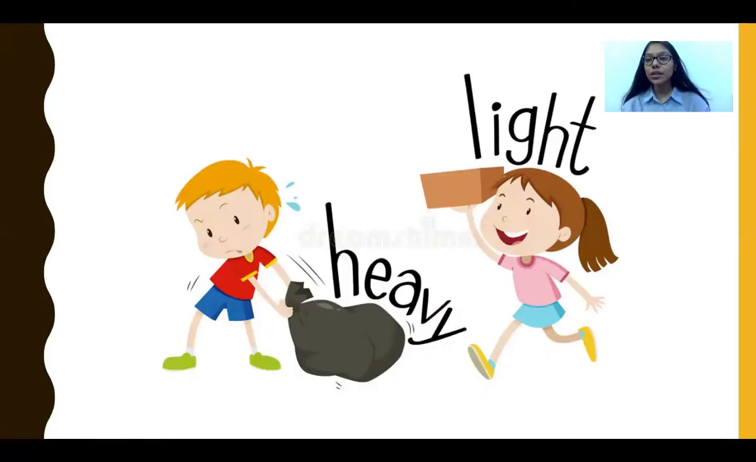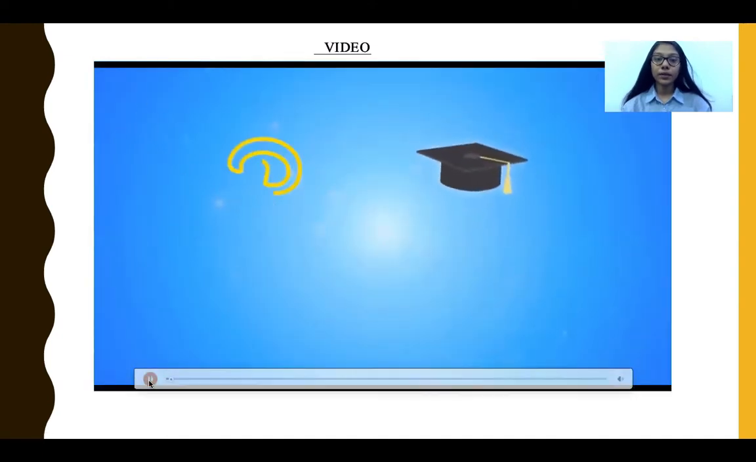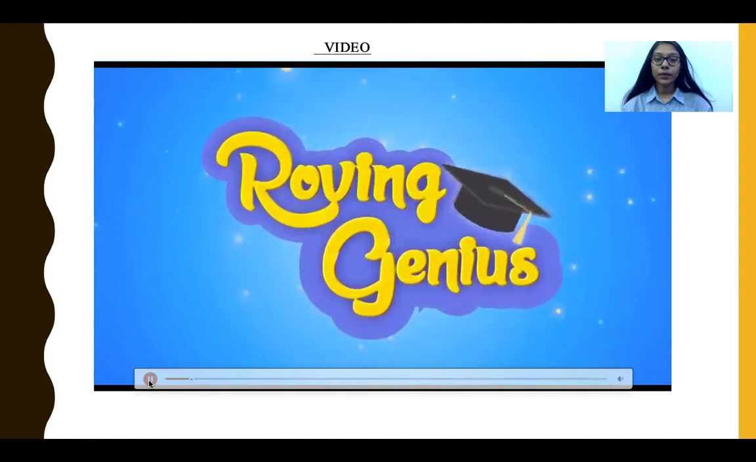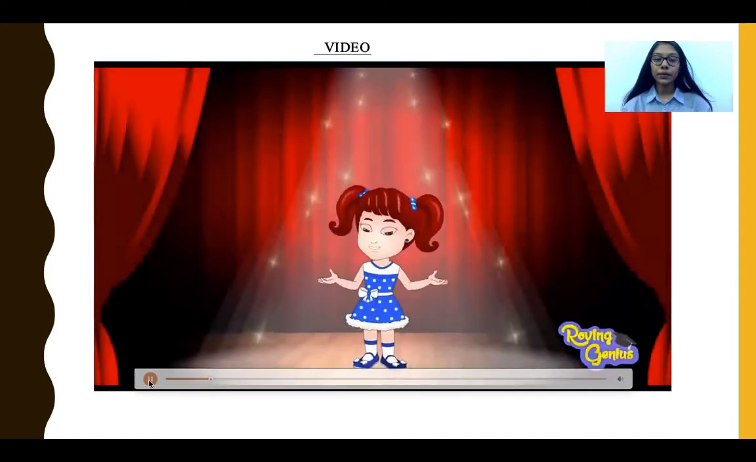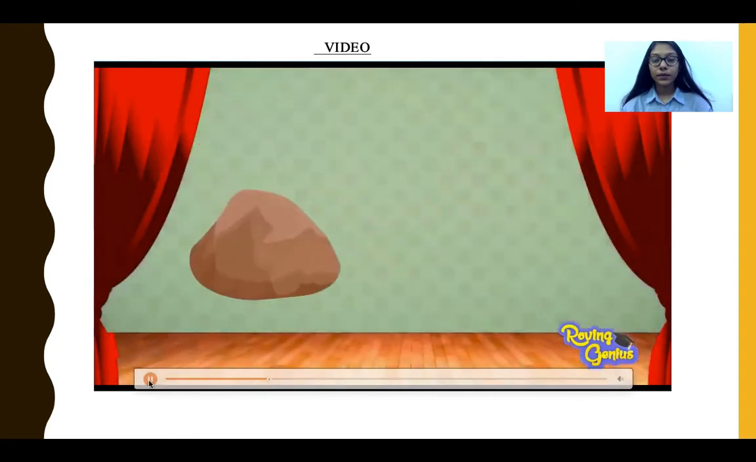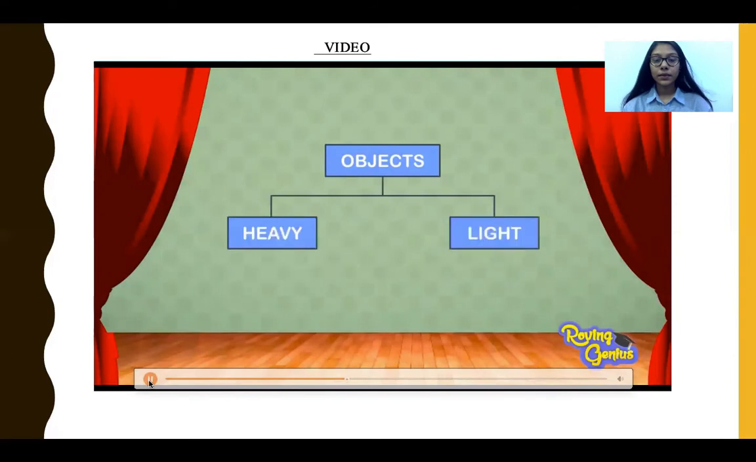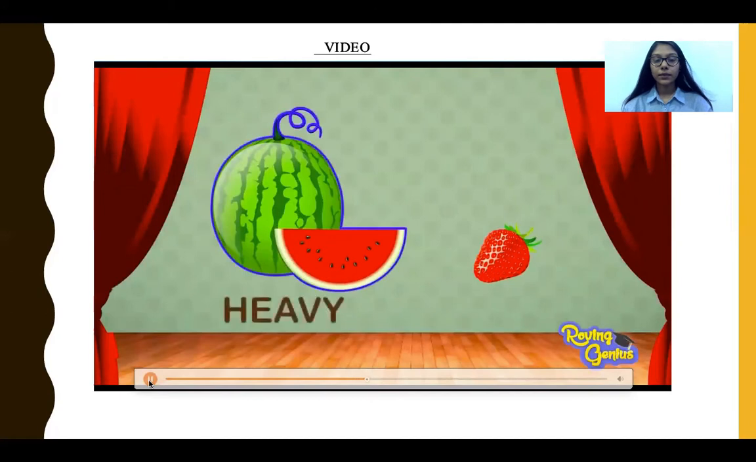In grade 1, we also learned the concept of comparing objects according to their weights. Hello friends! Have you ever thought why some objects can be easily lifted while some cannot? Well, this is because different objects have different weights. When we classify objects based on their weight, we get heavy and light objects. This watermelon is heavy, while the strawberry is light.